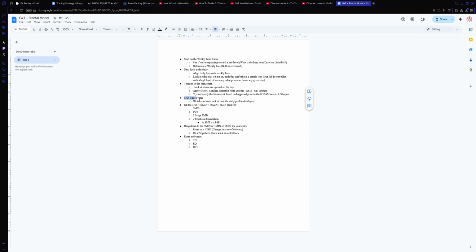Then we're going to go down to the 1-hour time frame. We're going to take a closer look at how the daily profile develops. So we're going to get a closer look at how these 4-hour candles develop. But not only that, what we're going to be doing on the 4-hour time frame is, well, I guess that bleeds into the next part. So let's just go to this bullet here.